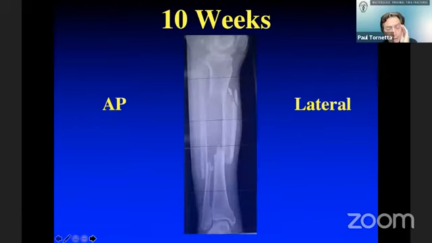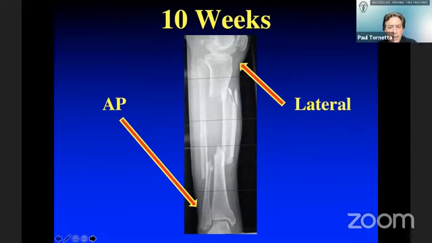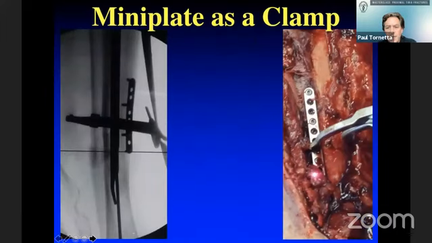Here's an example of a patient that was sent in late. The AP and lateral x-ray of this patient, unfortunately, are on the same film, so that's not ideal. He had a big skin bridge that was dead. He was about 3 weeks out. So we ended up having to excise the skin.